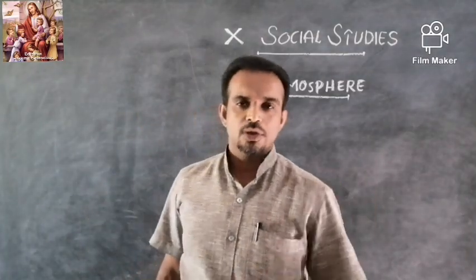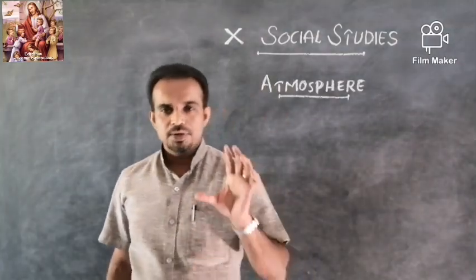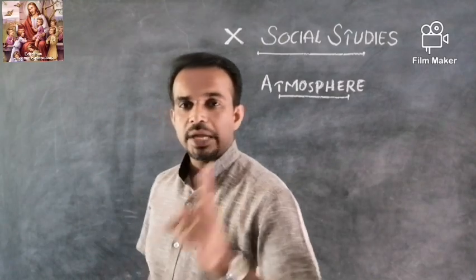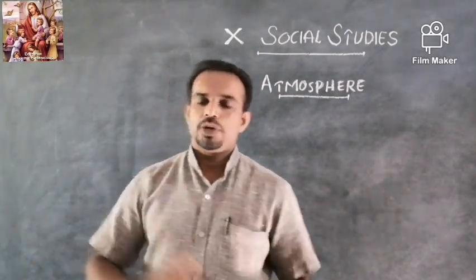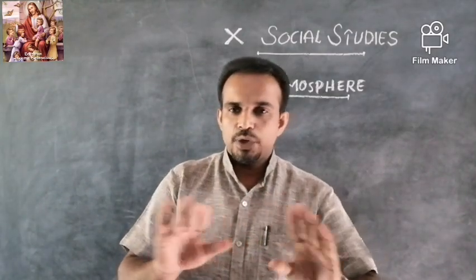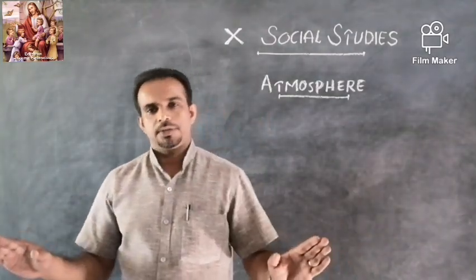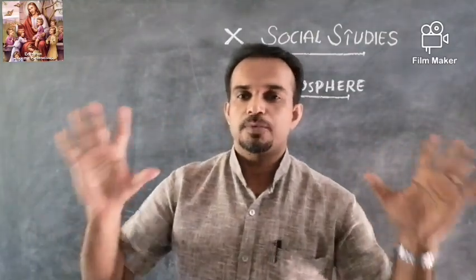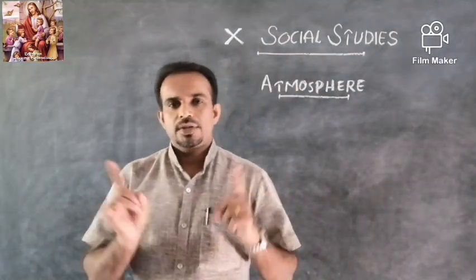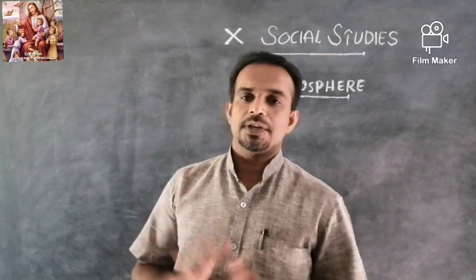The lowermost layer, 13 kilometers on average, 8 to 18: 8 kilometers near the poles and 18 kilometers at the equator. And all the weather conditions are happening here. And the temperature decreases with the height, which is called the normal lapse rate. And the second one is the stratosphere.